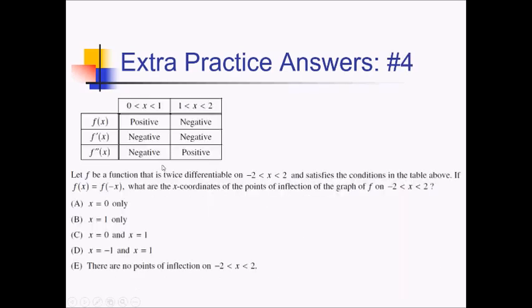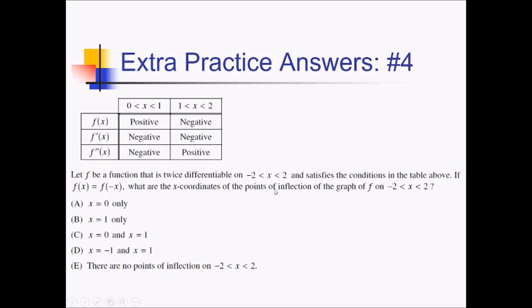On this problem, f is a function that's twice differentiable on negative 2 to 2, and has some conditions given in this table here for various intervals. We're also told that f of x and f of negative x are the same thing, which is kind of interesting. So we want x-coordinates of points of inflection for our graph of f on negative 2 to 2.